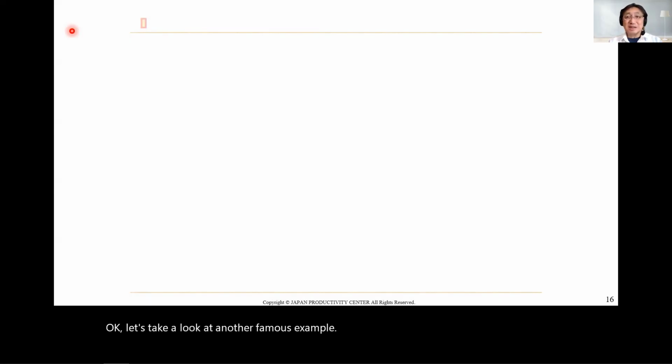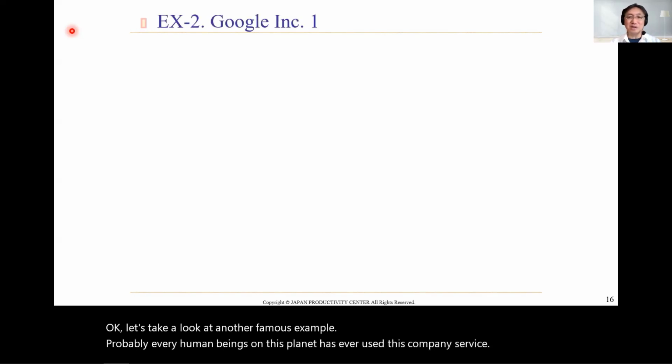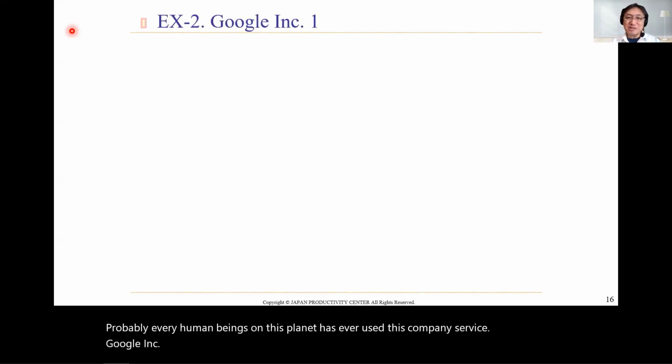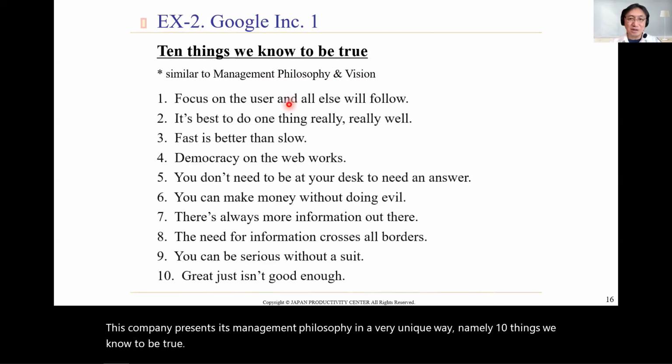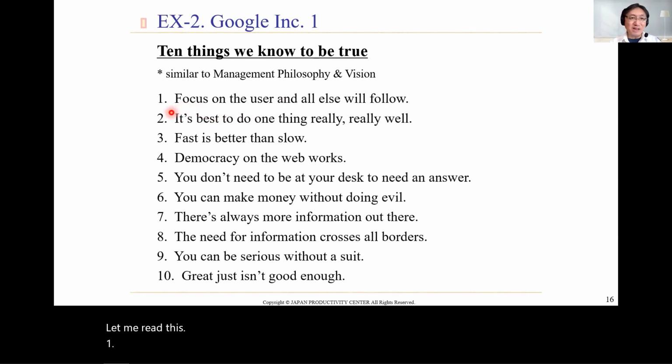Okay, let's take a look at another famous example. Probably every human being on this planet has ever used this company's service. Google Inc. This company presents its management philosophy in a very unique way, namely 10 things we know to be true. Let me read this. 1, focus on the user and all else will follow. This means you should concentrate on customer satisfaction.